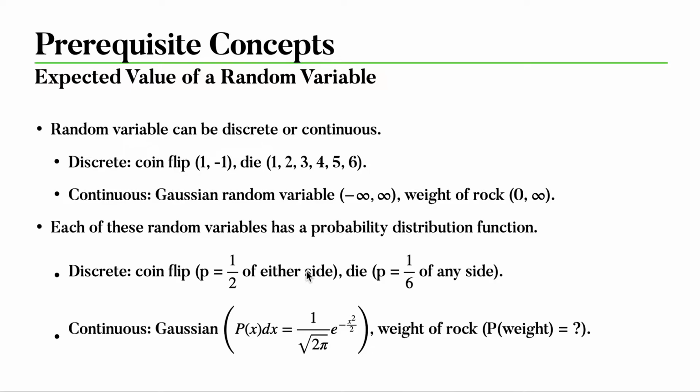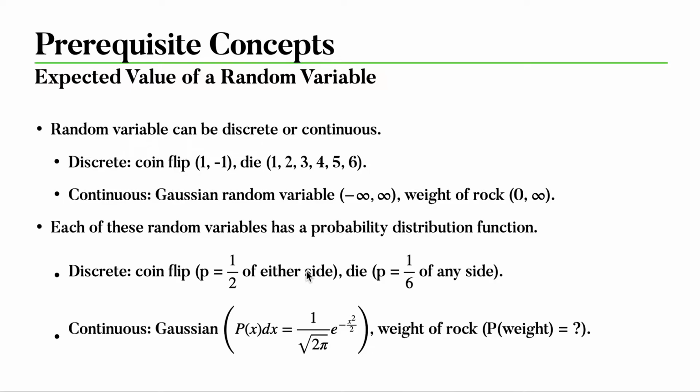So the first is, what a random variable is and how you find the expected value of such a random variable. So a random variable is a variable that can take on a certain set of outcomes, right? And it can be discrete or continuous. So a discrete random variable has a finite set of outcomes. So, a coin flip has two. So you can get either heads or tails.